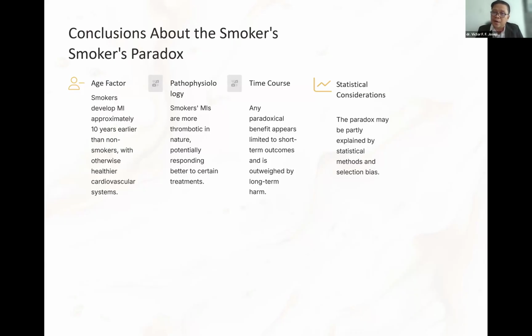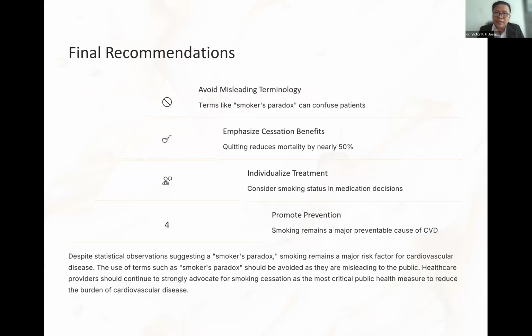Statistical consideration: the paradox may be partly explained by statistical methods and selection bias. The final recommendation: avoid misleading terminology because the smoker paradox can confuse patients. Emphasize cessation benefits. Quitting reduces mortality by nearly 50%. Individualized treatment: consider smoking status in medical decisions, and promote prevention. Smoking remains a major preventable cause of cardiovascular disease.